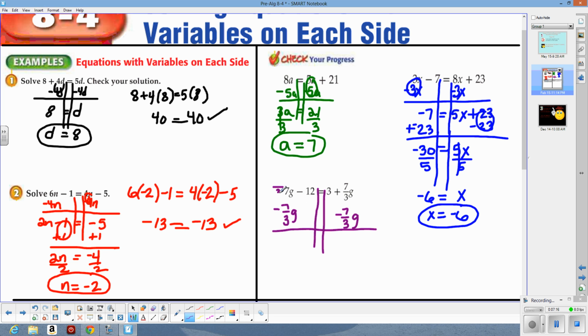I can subtract. Right now it's 7 over 1. To get that 1 to be a 3, we multiplied by 3. So I'm going to multiply the top by 3 as well. 7 times 3 is 21. So this is really going to be 21/3 g. 21/3 g minus 7/3 g. 21 take away 7. That's going to be 14. So it's going to be 14/3 g.